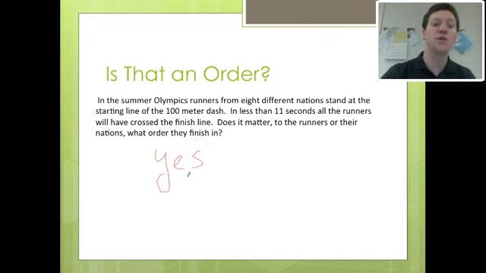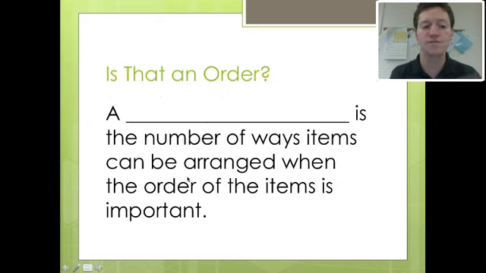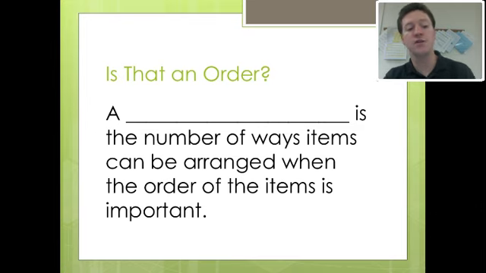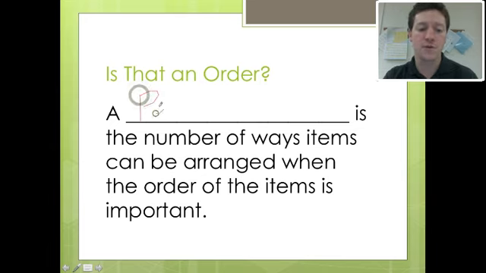Person who finishes in first gets the gold medal. Person who finishes in second, silver, and then bronze, and then we're off the podium altogether. So the order very much matters in this situation. So here is our first term for this unit. A word we're looking for here is permutation.